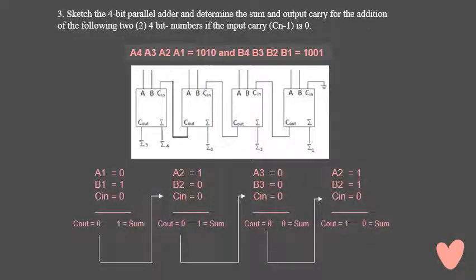So for question 3, sketch the 4-bit parallel adder and determine the sum and output carry for the addition of the following two 4-bit numbers if the input carry is 0. I need to find the output sum and carry out if A equal to 1010 while B is 1001 and carry input is 0. Then I need to set up the C in as ground, which means equal to 0. The sum output is 001 while the carry out is 1.